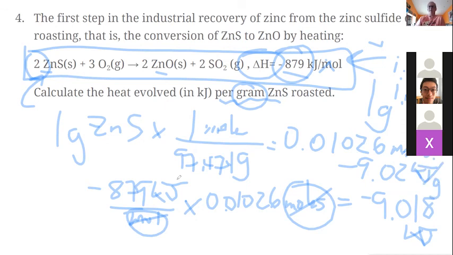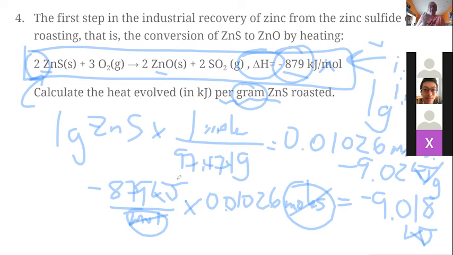Yeah, that's a bad question. I apologize. That's a weird question. So there's a lot to look into. I will get back to you with exactly what the correct answer for that is. But the way it is written right here, that is the answer. Minus 9.02 kilojoules per gram.